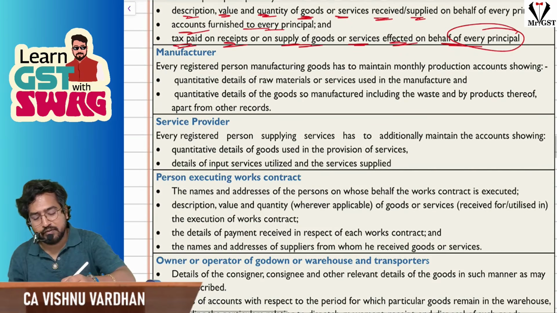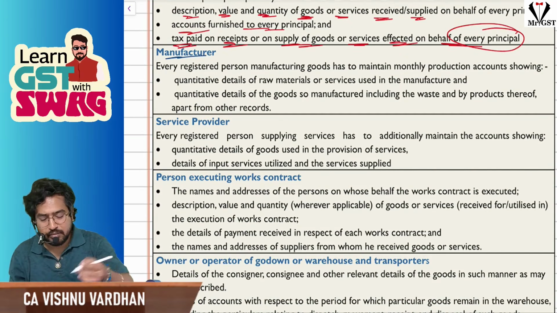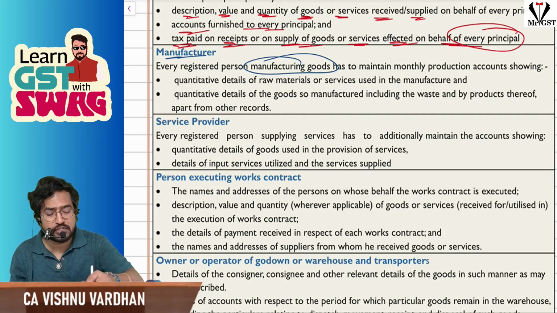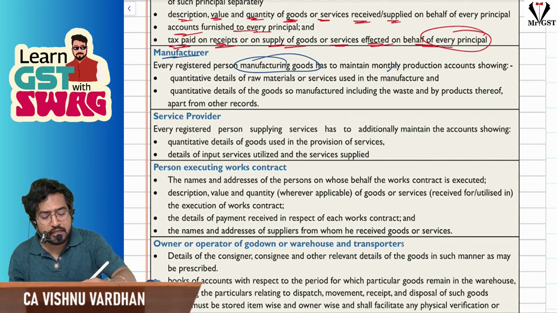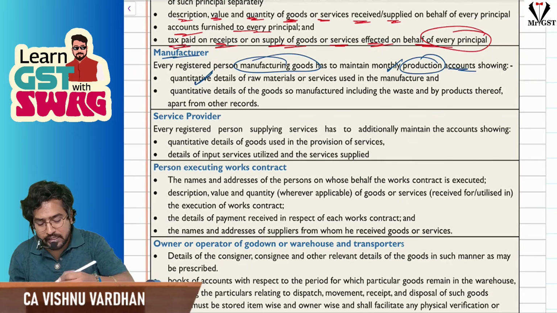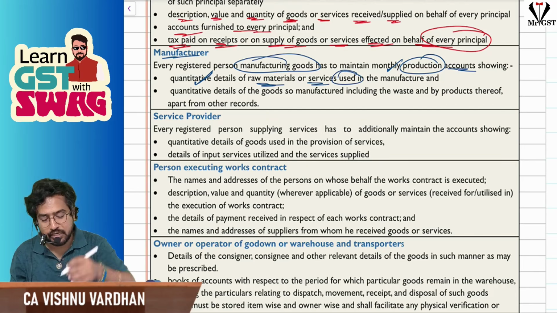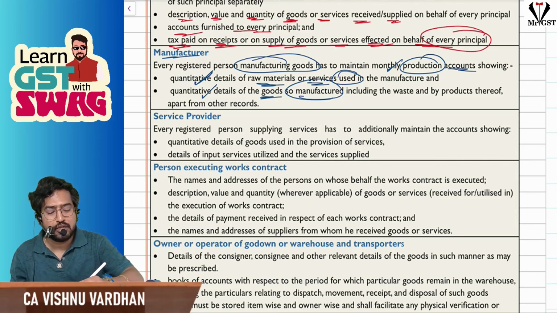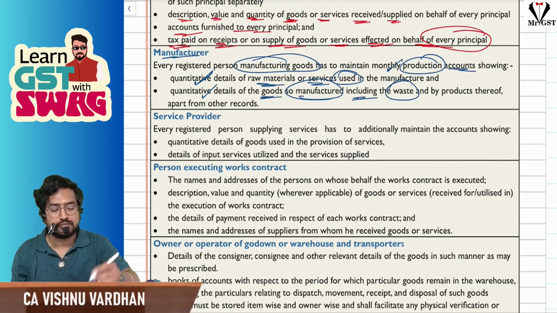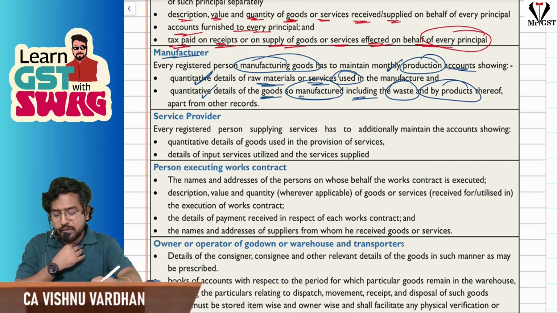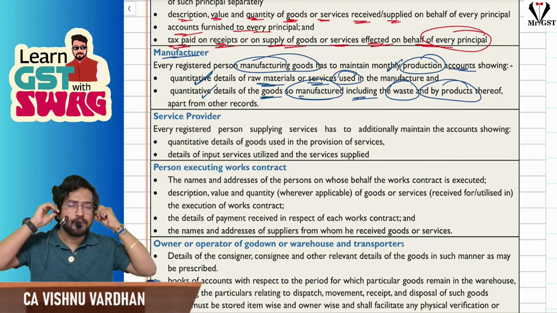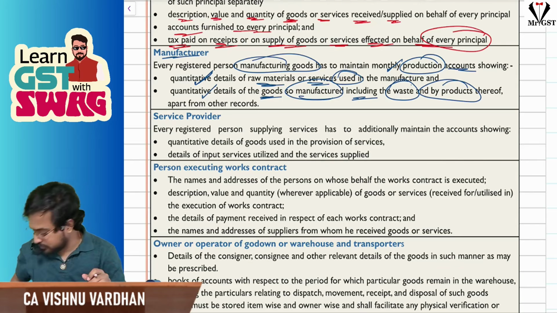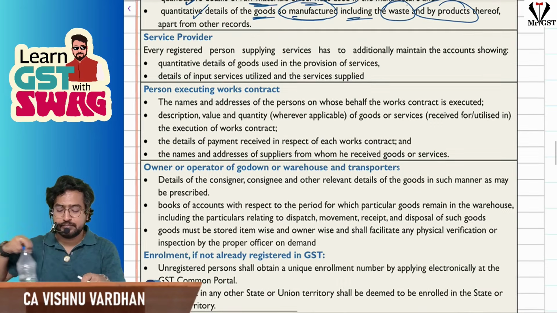Next, if you are a manufacturer, obviously a manufacturer of goods has to maintain monthly production accounts showing quantitative details of raw materials or services used in manufacture, and quantitative details of goods so manufactured, including waste and byproducts thereof. Clear? Next, what is the next one?